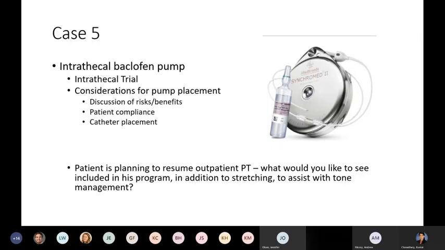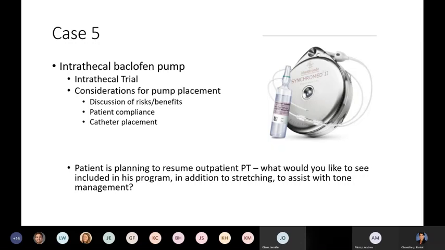That's traditionally performed as a bolus dose under fluoroscopy guidance, usually with assistance from our pain management colleagues. Starting dose for a trial is typically a 50 microgram bolus, and then 100 microgram bolus could be used for a second trial if effects were not significant or what you'd like to see with the 50.